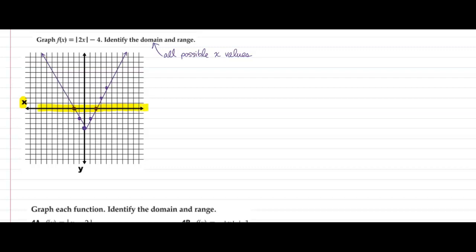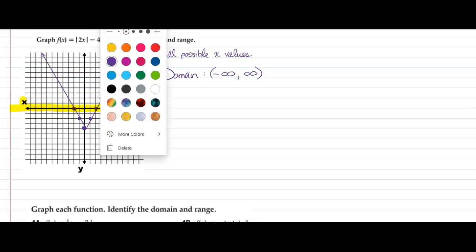Same thing to the left. That line goes on forever. So when would I stop highlighting my x-axis? I never would. So my domain is going to be from -infinity all the way to +infinity. Now this is interval notation. That's how we write all the possible numbers. Let's talk about the range.